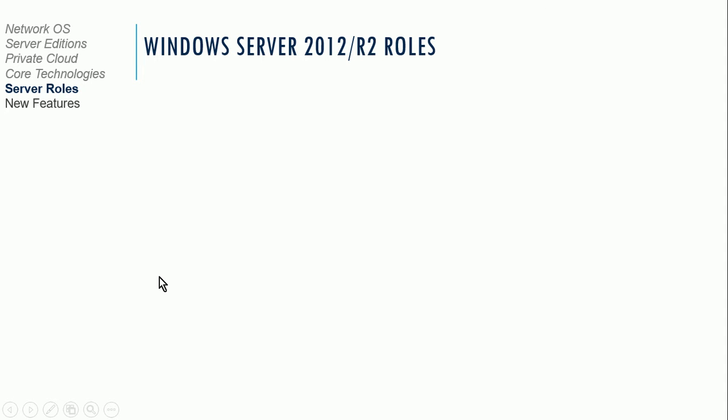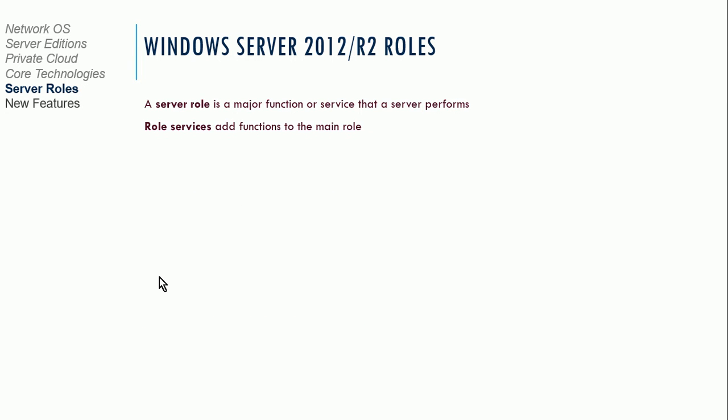In addition to the core functionality or the core technologies in Windows Server, there are also optional roles that you can install in Windows Server. Some of those roles, I won't cover all of them here, but some of those roles we'll discuss. A server role is basically a major function or service that the server can perform, and we can also add functions to some of these main roles, which we'll talk about.